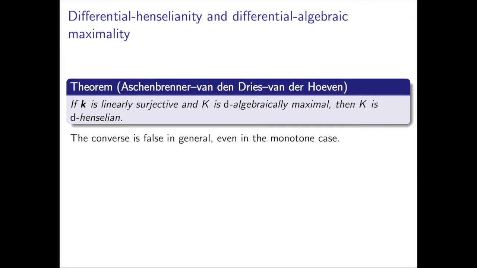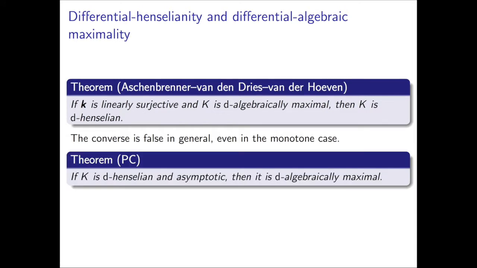But the converse is false in general, even in this monotone case that is pretty well understood. And it's this algebraically maximal that fails because you already convinced us that d-Henselian implies linearly surjective. Exactly. That's why I have this linearly surjective here, because it's a necessary assumption. If it's not there, you cannot guarantee that it's there.